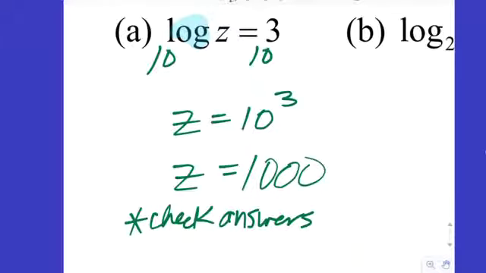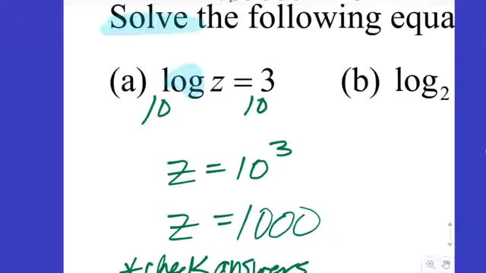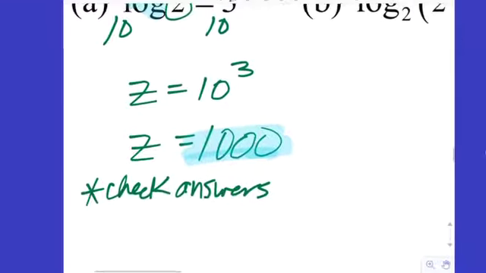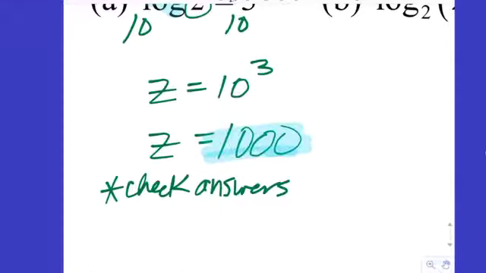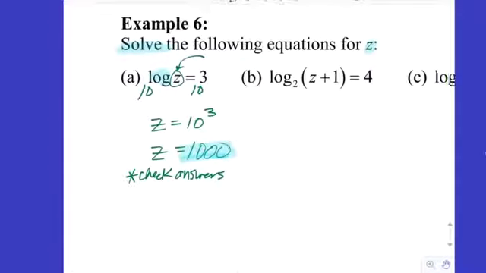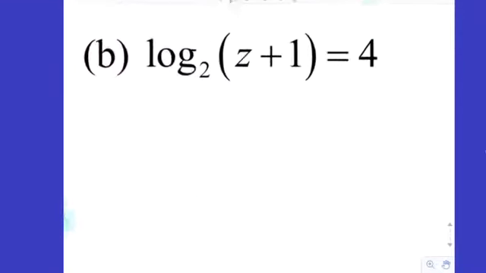So how do we check our answer? Well, remember, we can only take the log of a positive number. So if you take your answer, which is 1,000, and you plug it back in for z, which is in the argument, do you get a positive number? Yeah, 1,000 is a positive number, so you know it's going to work. But you'll see sometimes, and we'll get to those examples, that they don't work, and you have to cast them out. So just develop the habit of quickly checking your answers. Plug them back into the argument. Does it give you a positive result? If so, it's good. If not, throw it out. All right, so that was pretty easy to start with.